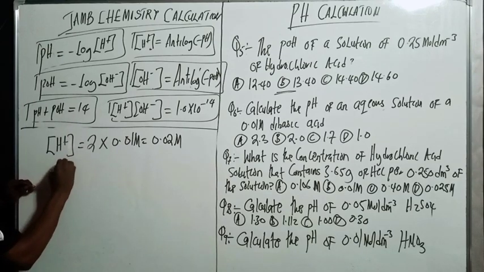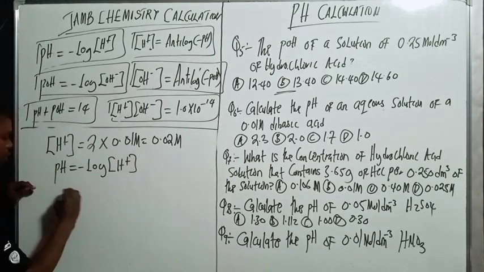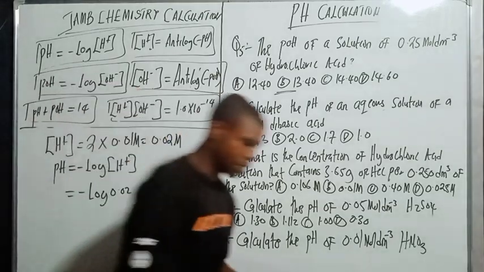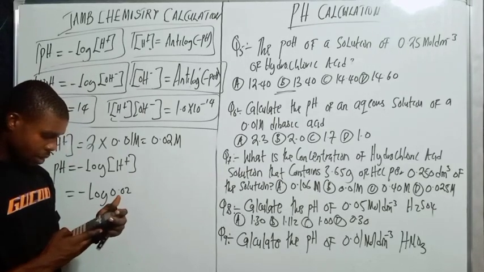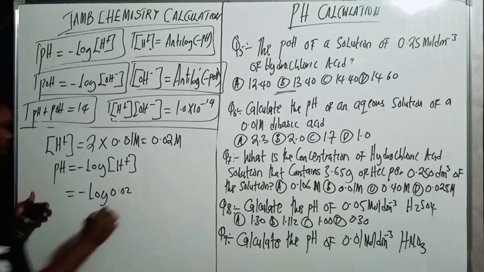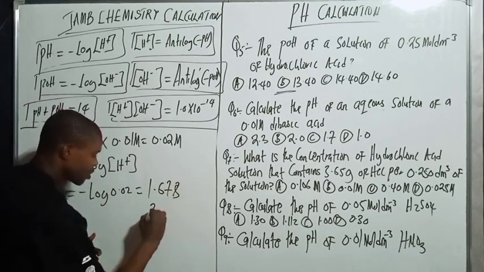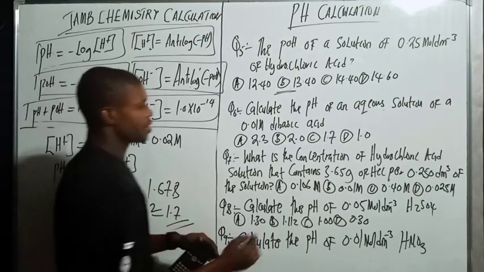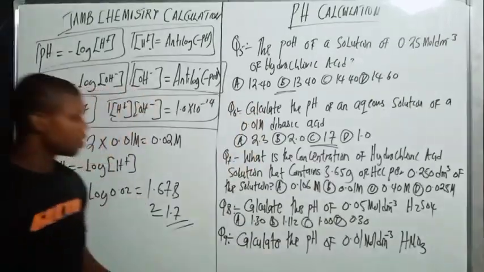Remember, pH equals minus log H plus, right? Minus log 0.02. So we have a calculator here. Minus log 0.02 gives 1.678, approximately 1.7, right? So the pH is 1.7. So C is the answer, right? So let's go to the seventh one.